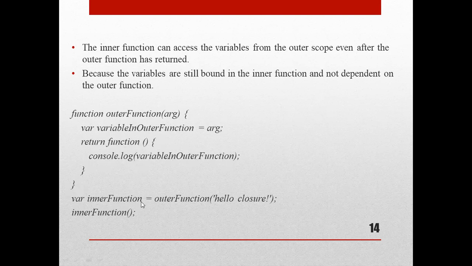Then variable inner function is equal to outer function with the argument hello closure, then call that inner function. Now this variable inner function acts as a function, because we assign the function returned by the outer function to that variable, and now we are going to call this variable like a function. It is inner function. We will see how it executes here.